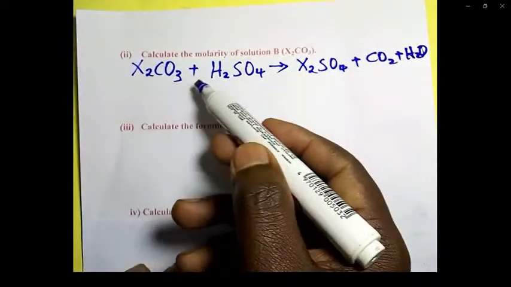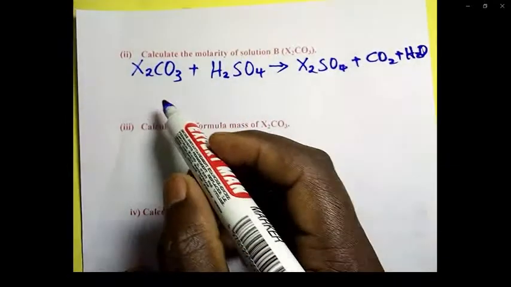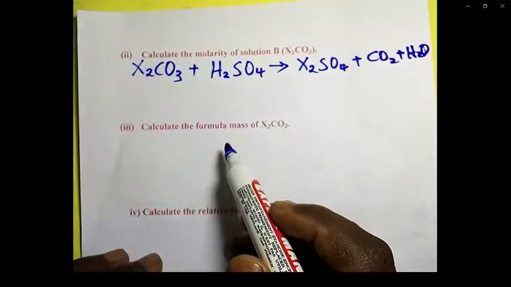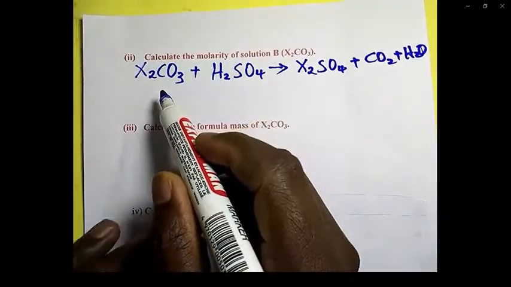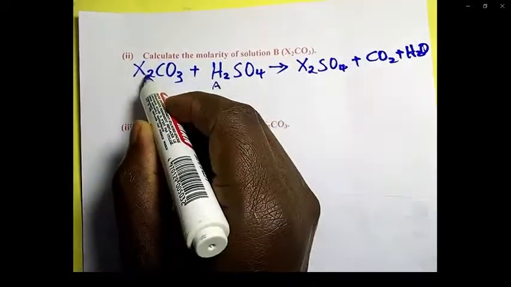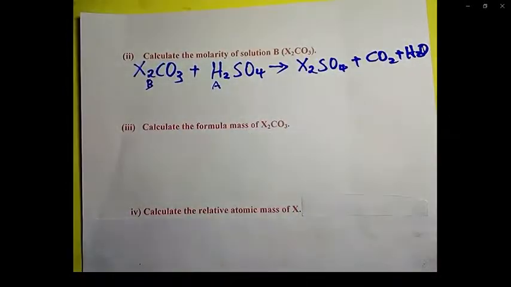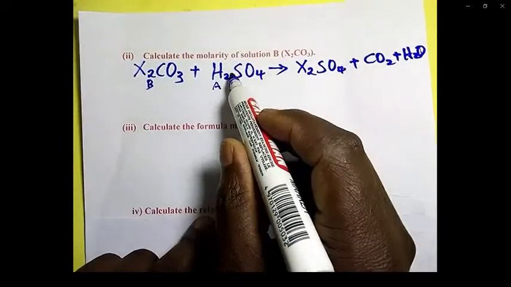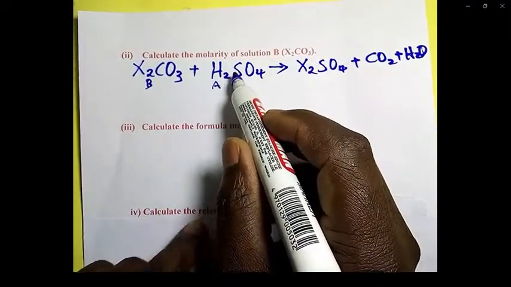So the ratio is 1 to 1, as you can see. Here is 1 and here is 1. The equation is already balanced. But we know the number of moles. Remember, this one is solution A and this one is solution B. We have the number of moles in 1 liter, this one. But what was the amount of sulfuric acid used?